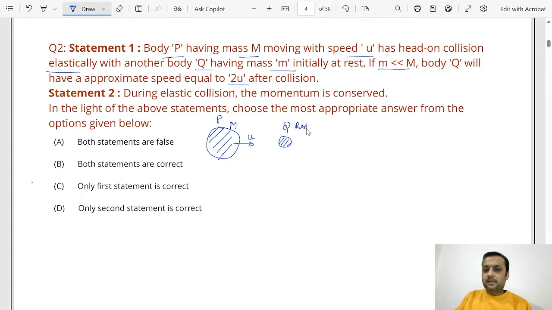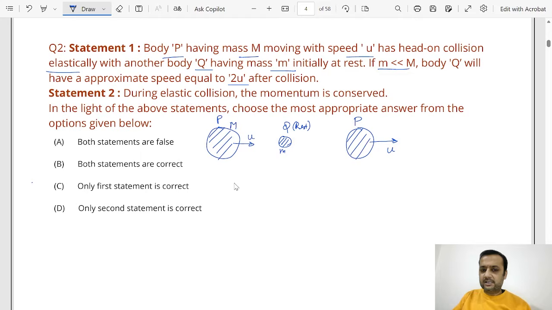Now look, after the collision, the first point we must understand is that P will continue to move at the speed u nearly. The speed of P will not change because P is massive. P is much larger than Q, so the impact of Q will not change the speed of P substantially. So we can say that P will continue to move at u.